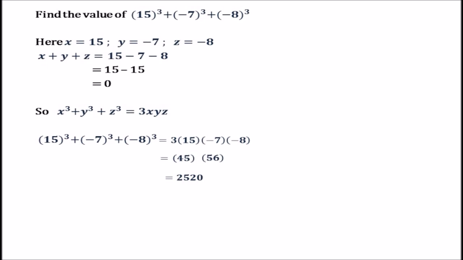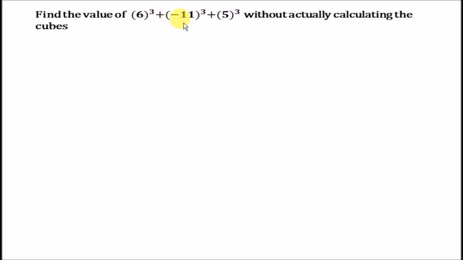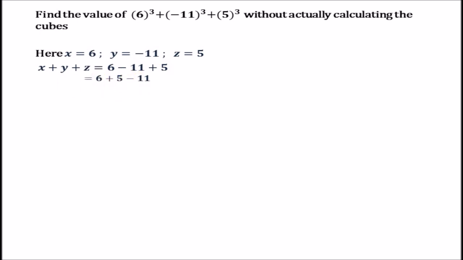Next question, we need to find the value of 6 cube plus minus 11 whole cube plus 5 cube without actually calculating the cubes. Here we have x equals 6. In place of y we have minus 11 and z equals 5. The sum of the terms x plus y plus z equals 6 minus 11 plus 5. 6 and 5 are plus, so let's group them together. 6 plus 5 minus 11. 6 plus 5 is 11, so 11 minus 11 equals 0.